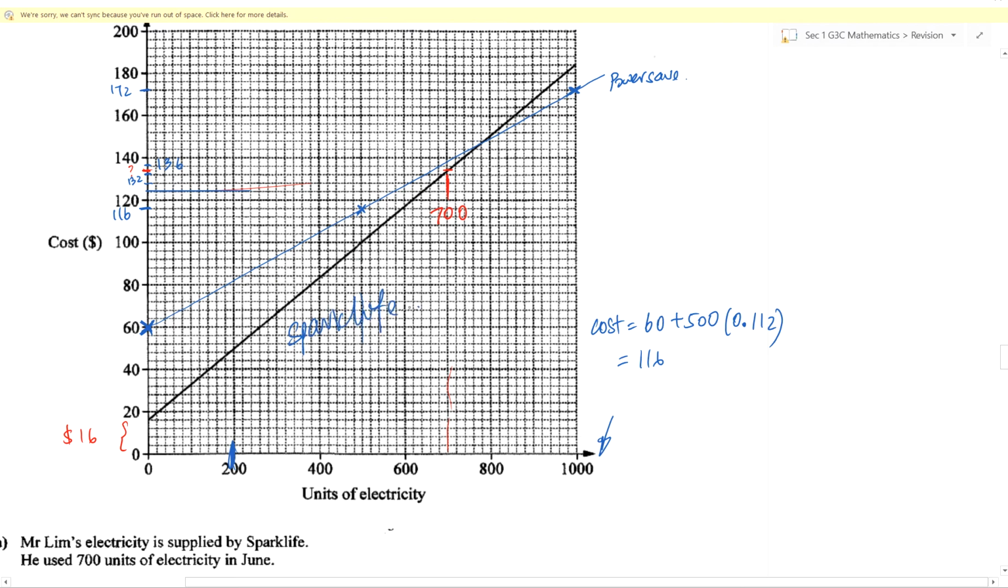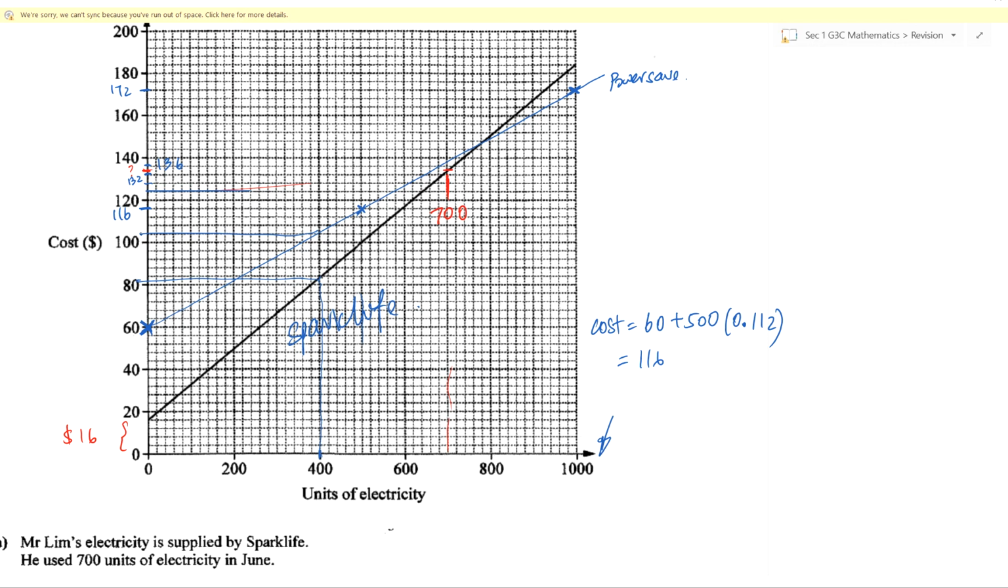So we go up from 200. Spark Life is going to cost this amount, and Power Save is going to cost, wow, higher. So if he uses 200, Spark Life is a better deal. Then suppose he uses, let's say, 400, then we continue. Spark Life costs this amount, whereas Power Save costs more. So Spark Life is still better. And we can keep doing this comparison until we reach a certain point where it doesn't matter.